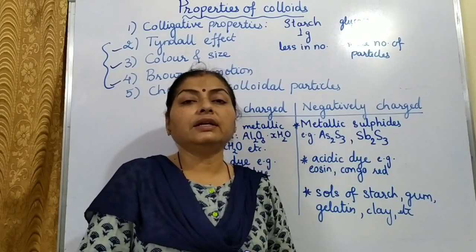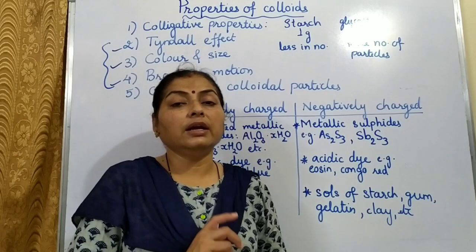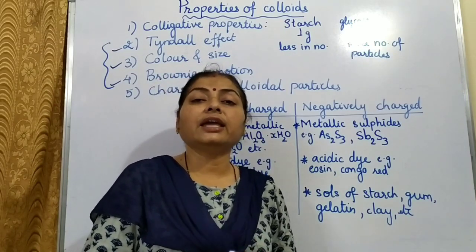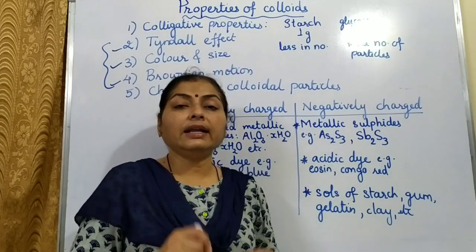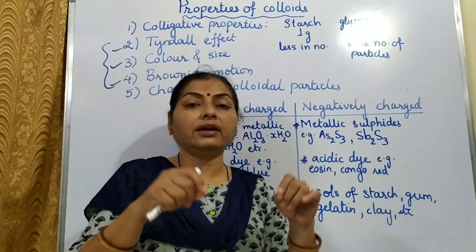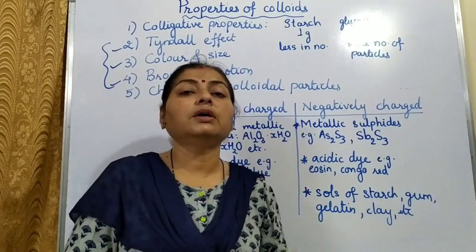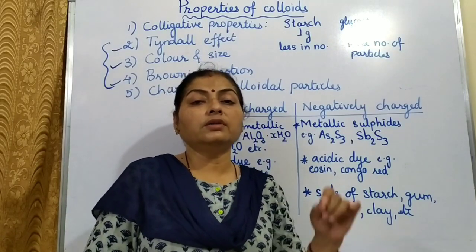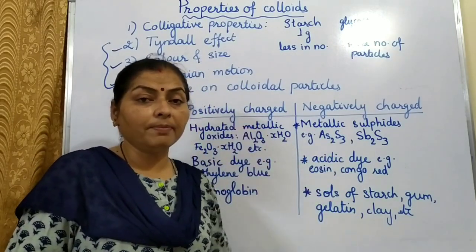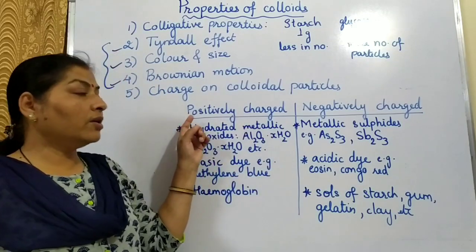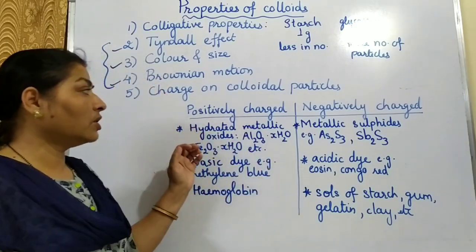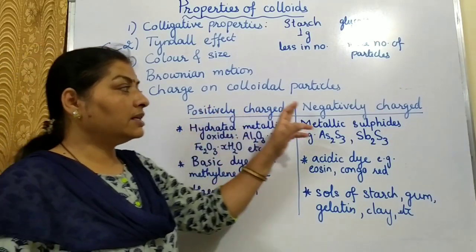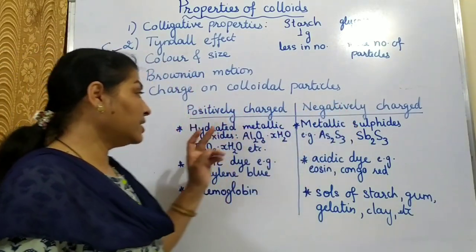The second method is peptization method. In peptization method, we are shaking precipitates, freshly formed precipitates, with an electrolyte. So the cation or anion of the electrolyte can get adsorbed on the surface of the colloidal particles. So depending on which type of charge has got adsorbed, they will be either positively charged sol or they will be negatively charged sol.